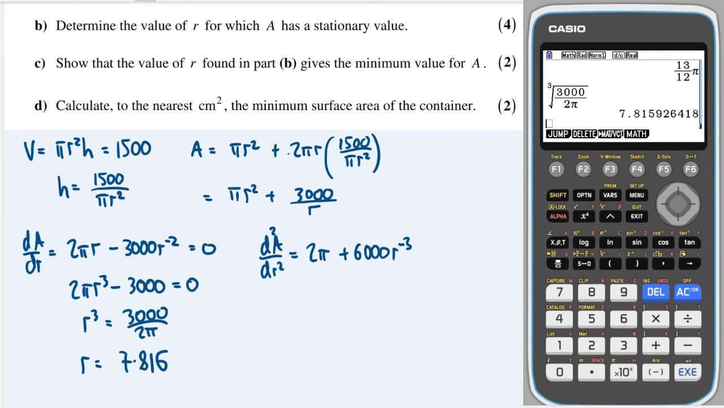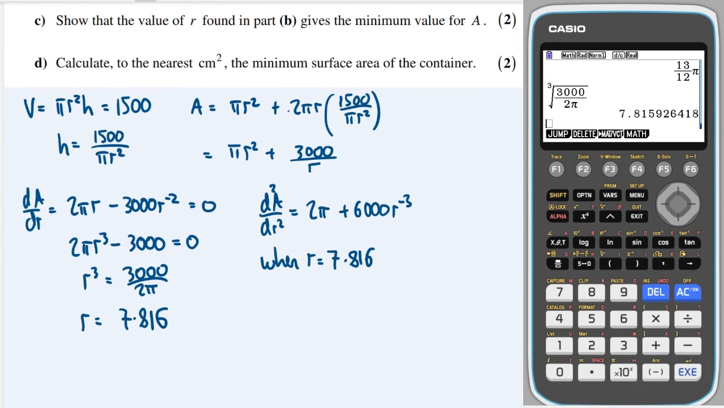Okay, and so when r is equal to 7.816, we can tell here that the second derivative will be greater than 0. And thus we have a minimum value. Because when you sub in r is equal to 7.8, that's definitely going to be greater than 0, because we've got 2 positives there. So thus it makes it a minimum value.